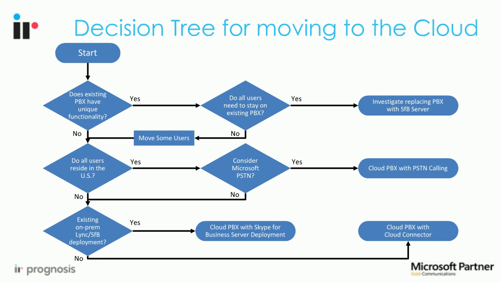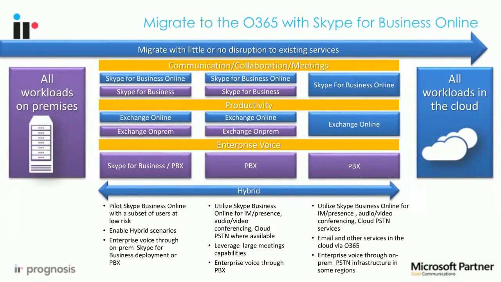Let's say that you made a decision to move all workloads to the cloud, and this is some high-level overview of how that approach would look. On the left-hand side, I have an on-premises deployment where I have all workloads on-premises. On the right-hand side, I have all workloads in the cloud, and I want to gradually move from on-premises to the cloud. What we really see is when a customer has all of their workloads on-premises and they're evaluating the cloud, they want to go ahead and pilot some of their users with the cloud experience.